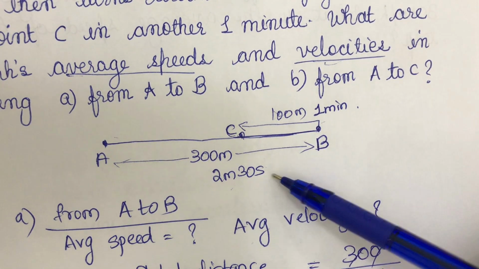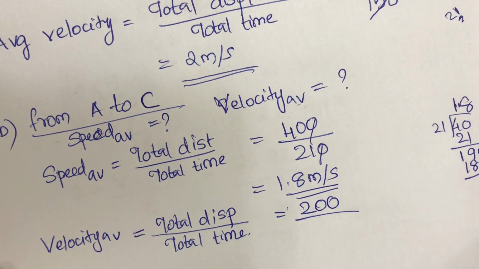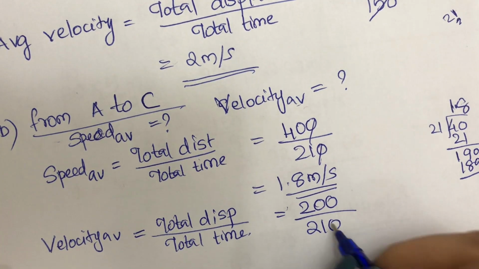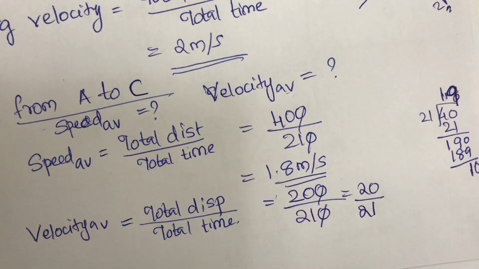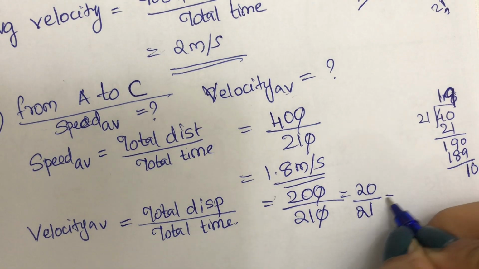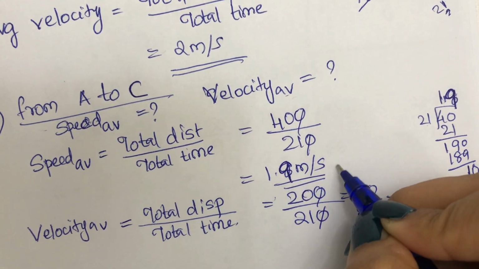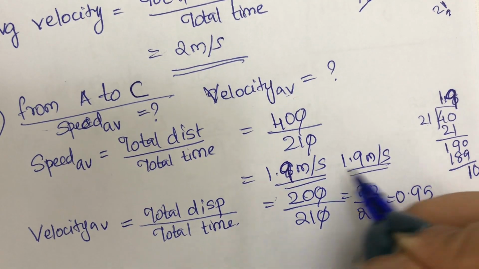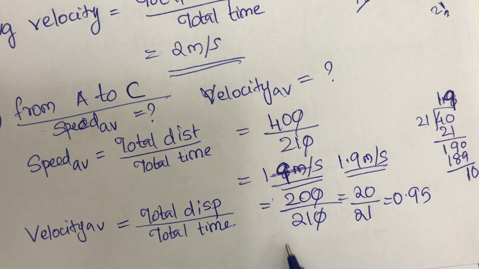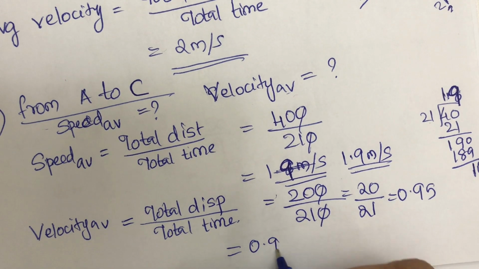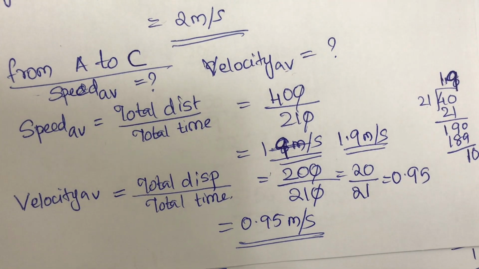How much time? 2 minutes 30 seconds plus 1 minute. So this will also be 3 minutes 30 seconds, that is 210 seconds. So this will be 20 by 21, which is equal to 0.95. Okay, 21 nines, this is 1.9 meter per second. So not 1.8. So the average speed is 1.9 meter per second and average velocity is 0.95 meter per second. This is how we calculate the average speed and average velocity.